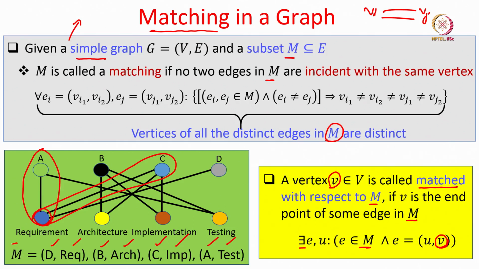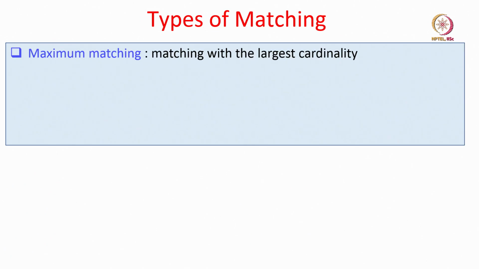So, for instance, if I take this matching, then D is matched, requirement is matched, B is matched, architecture is matched, C is matched, implementation is matched, A is matched and testing. That means all the nodes are matched here actually, but that need not always be the case; that depends upon your graph and the matching that you are considering.